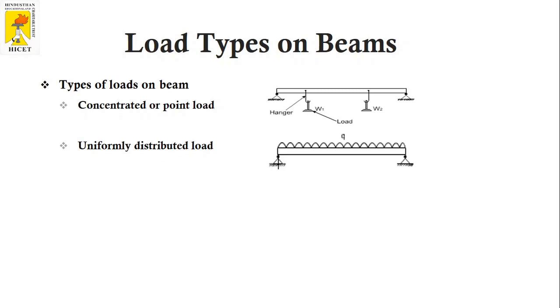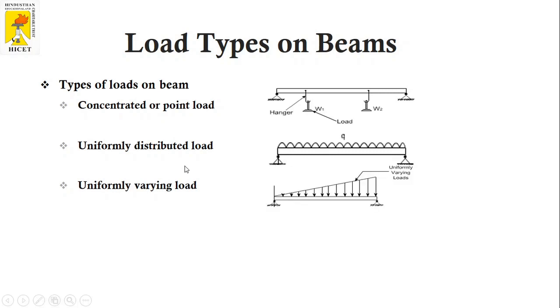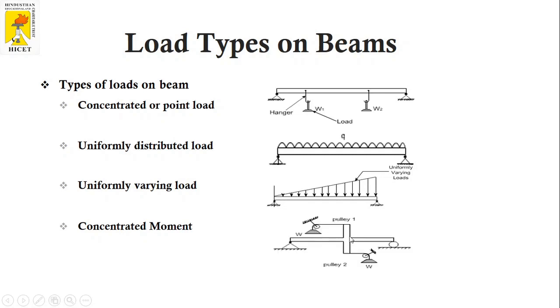Second one, uniformly distributed load. Over a particular length of the beam, the load is uniformly distributed. Third one, uniformly varying load. Over a particular length of the beam, the load is uniformly varying from one end to the other end. Concentrated moment. Similar to concentrated point load, at a particular point the moment is acting on a beam.